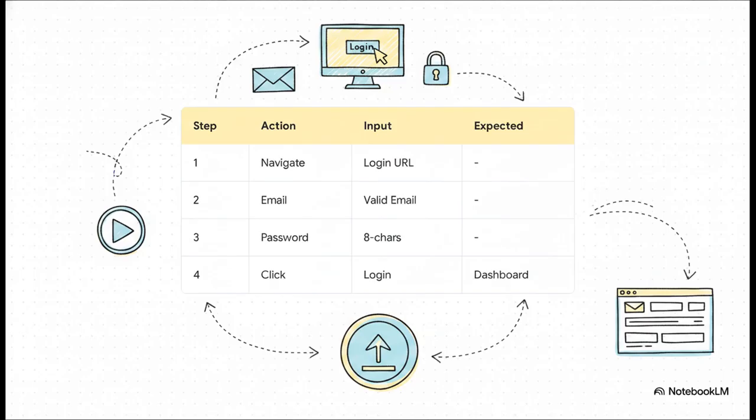Step 1, navigate to the login URL. Step 2, enter a valid email, say intern@company.com. Step 3, enter a valid 8-character password using that boundary knowledge we just talked about. Step 4, click login. And the expected result? The user dashboard successfully loads. It's completely logical, totally clean, and leaves zero room for misinterpretation. This right here is exactly what professional test case writing looks like.